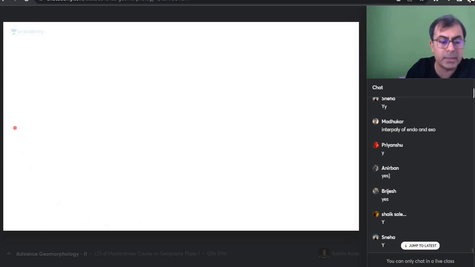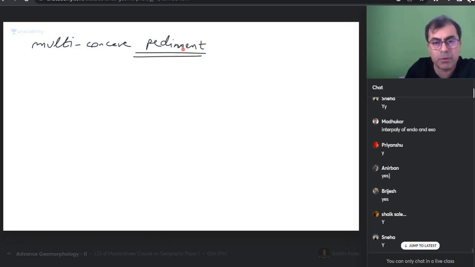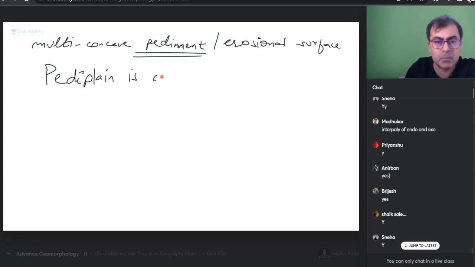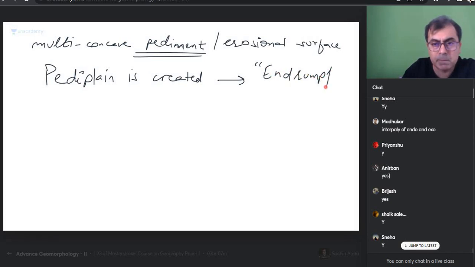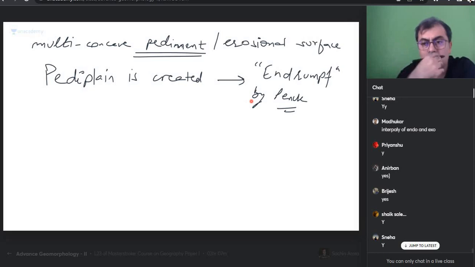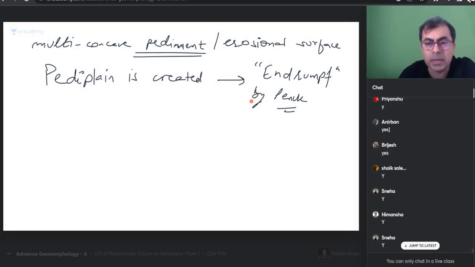Towards the end, a multi-concave pediment or erosional surface called peneplain is created. Which is called end roof by Penck. So story starts with primer roof, story ends with end roof, called end roof by Penck.